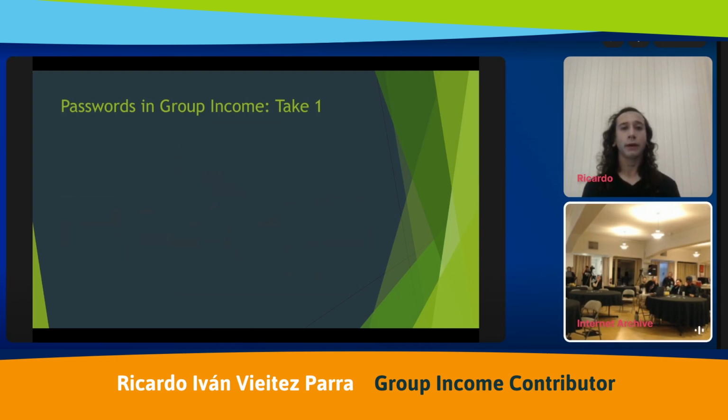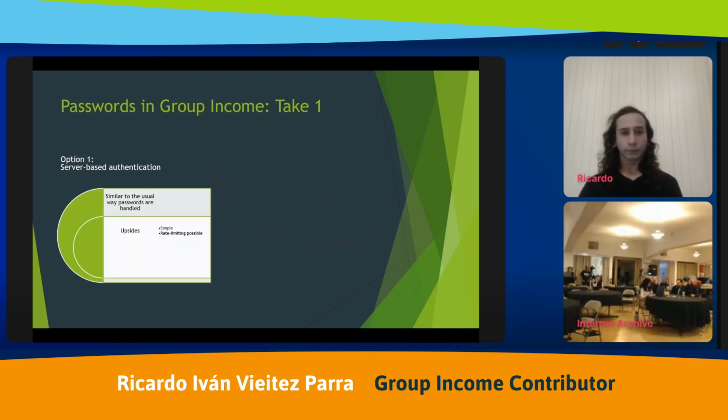Now, if we wanted to use passwords in Group Income, let's see which kind of options we could have. So one option is we follow this typical way of doing passwords that I just described. So we do this server-based authentication, like the way that most sites do. The upside of this is that it's relatively simple to do.